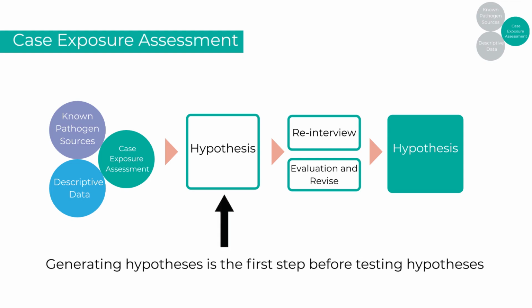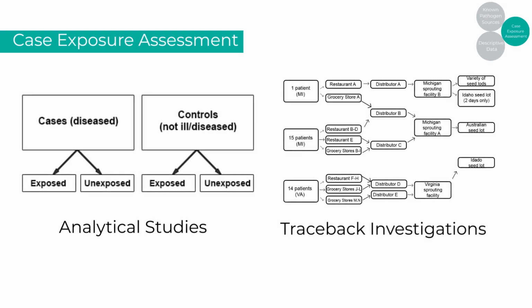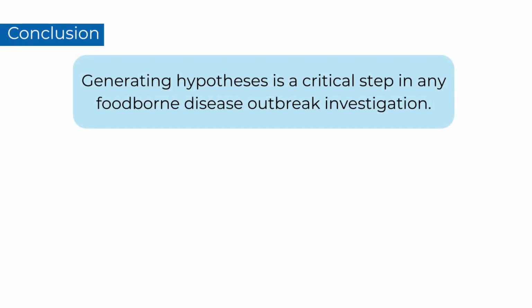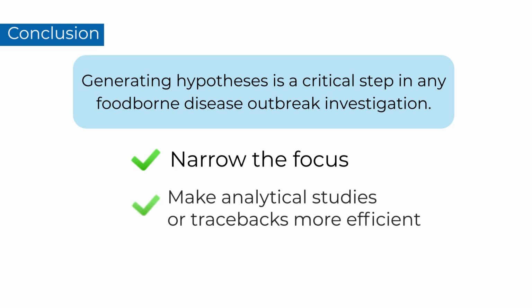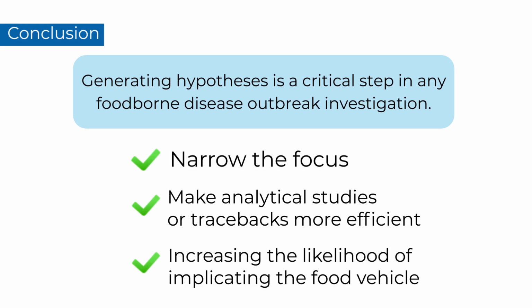Generating hypotheses is the first and crucial step before investigators test hypotheses. Testing may include analytical studies or traceback investigations. Having a good hypothesis before testing will help narrow the focus of the investigation and make studies or tracebacks more efficient. Generating hypotheses is a critical step in any foodborne illness outbreak investigation. Having a good hypothesis can help narrow the focus of the investigation and make analytical studies or tracebacks more efficient, increasing the likelihood of rapidly and conclusively implicating the contaminated food vehicle.